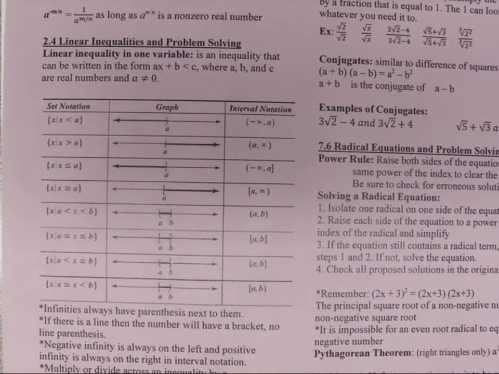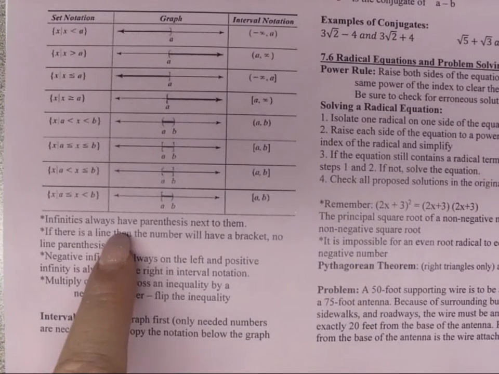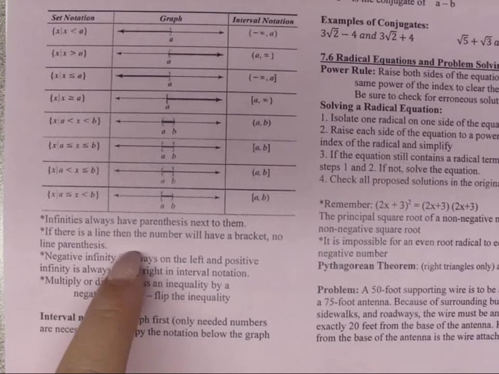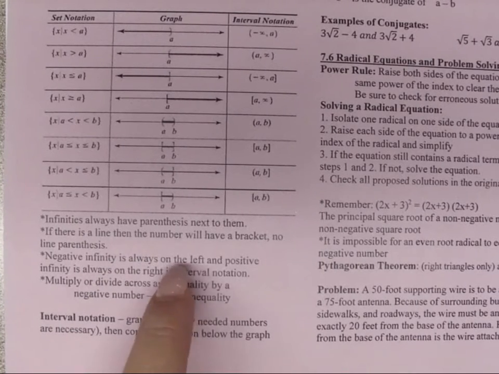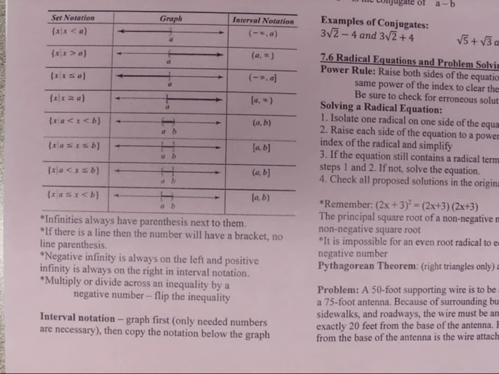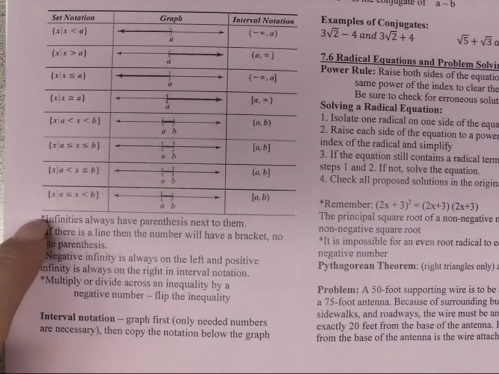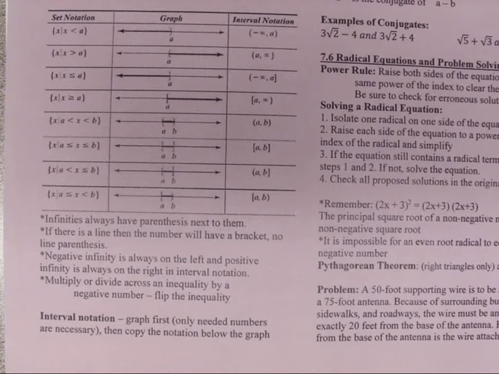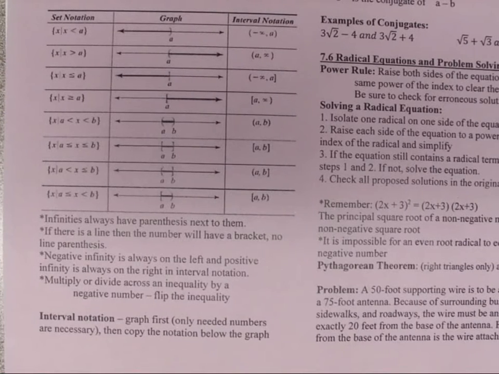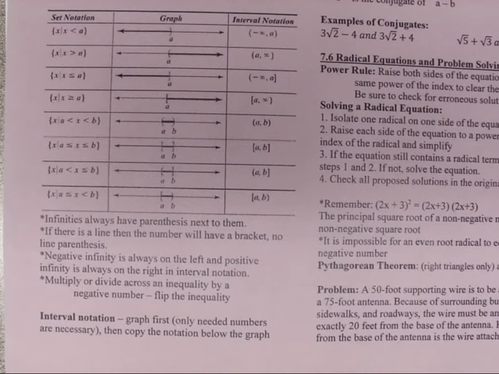The main thing you need to understand is that the infinities always have parentheses next to them. They never get a bracket. If there's a line, like a greater than or equal to or less than or equal to, then your number will have a bracket. If there's not a line and it's just a greater than or a less than, it will get parentheses. Negative infinity is always going to be on your left. Positive infinity is always on the right in the interval notation. And when you multiply or divide across an inequality by a negative number, you want to flip that inequality.